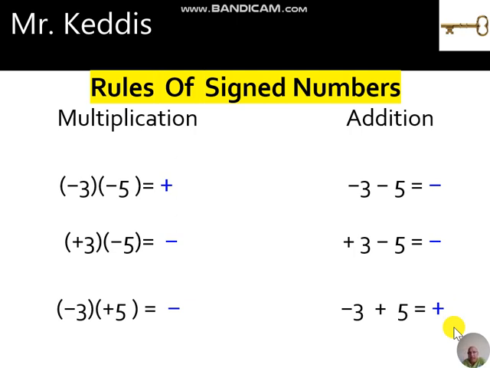Please pause and take notes. In addition, when I have the same sign, I add the numbers: 3 plus 5 is 8. But when I have different signs, I subtract: 5 minus 3 is 2. For both, the answer is 2.